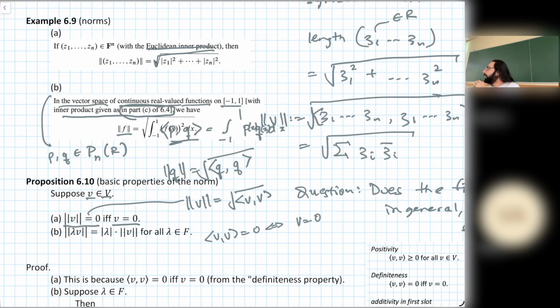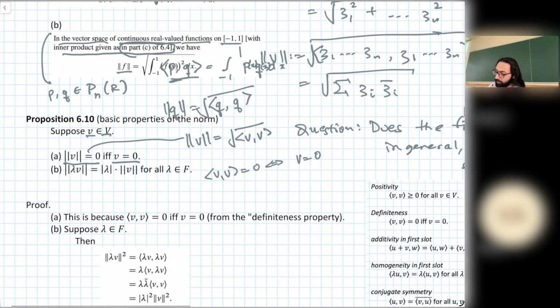Is the proof making sense? So, yes. All right. So this one is fine. The second statement is saying what? It is saying that the norm of lambda V is the same as the absolute value of lambda times the norm of the vector, for all lambda. That is the statement. So let's see how we might approach this.